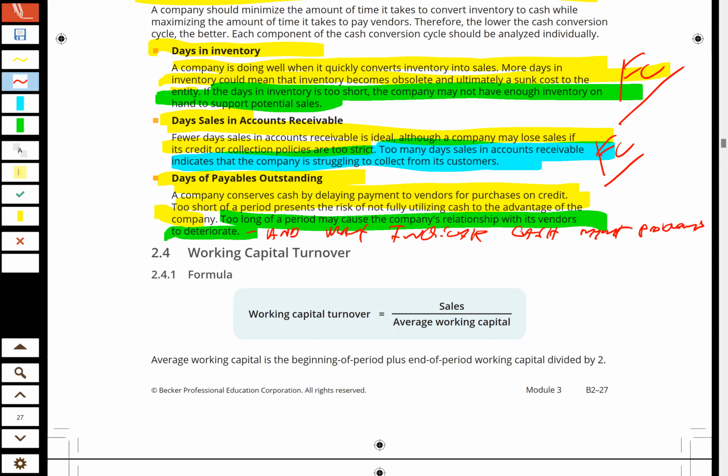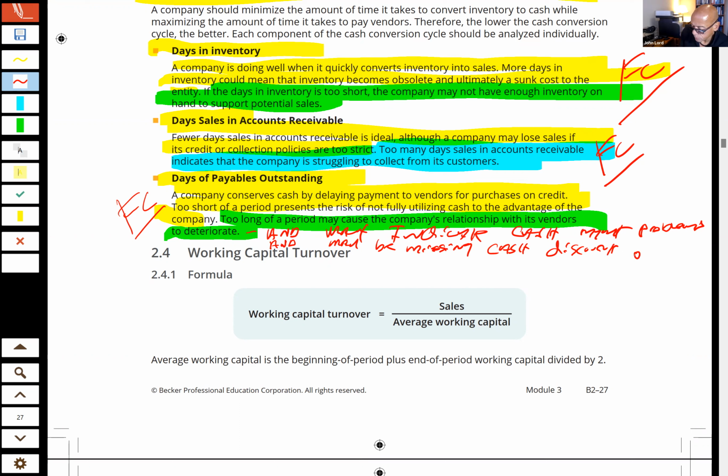Question. For an essay question that might potentially touch on this, would another point be that if it's too long, they might be missing out on discounts for paying quickly, like net 10 or 2/10, net 30? Yeah. Maybe missing cash discount opportunities.